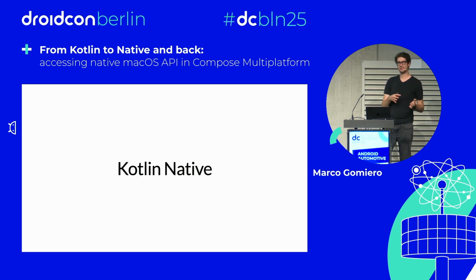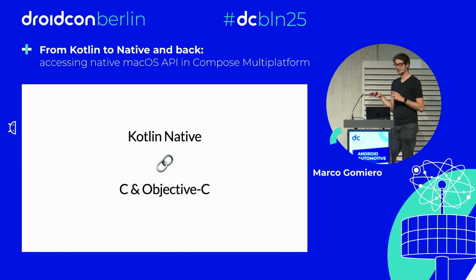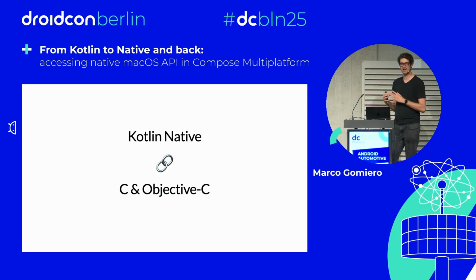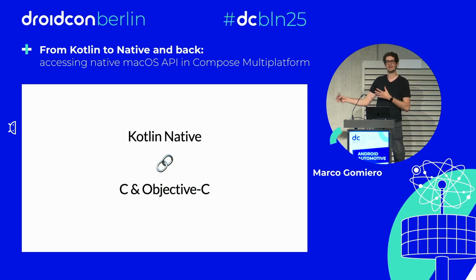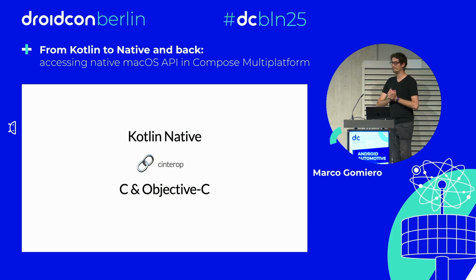And you have access to native libraries because Kotlin Native is interoperable with C and Objective-C libraries. So you can consume such libraries from Kotlin, which is amazing because you just interact with Kotlin, and underneath you have the library that is doing what you want to do. And this is made possible by cinterop, which is a tool in Kotlin Native that automatically generates the Kotlin bindings for the Objective-C library that you want.